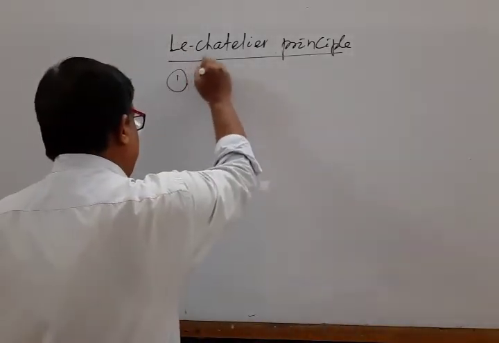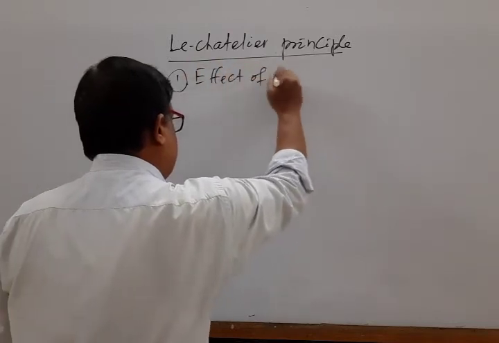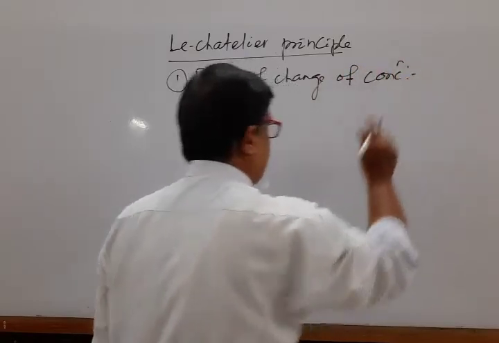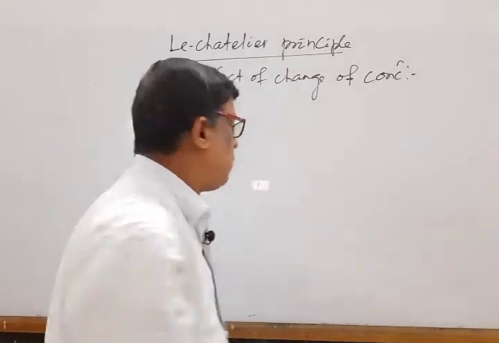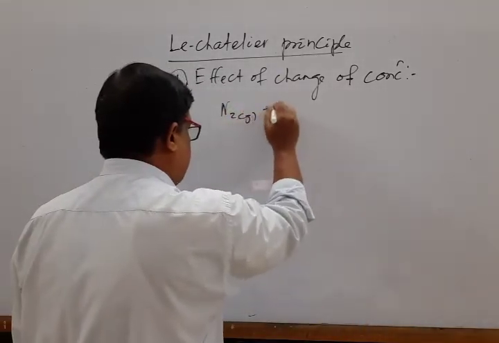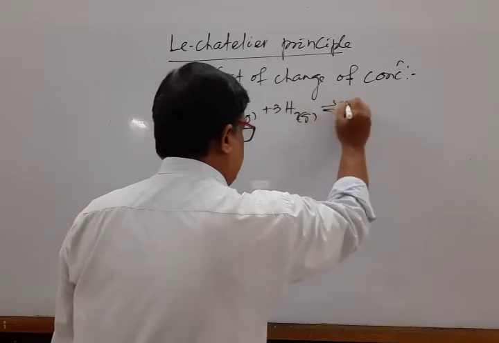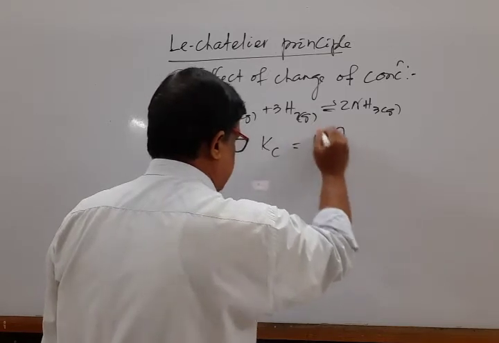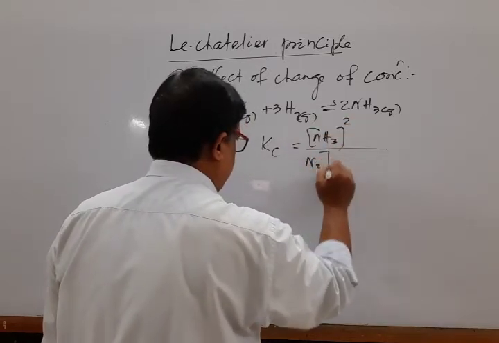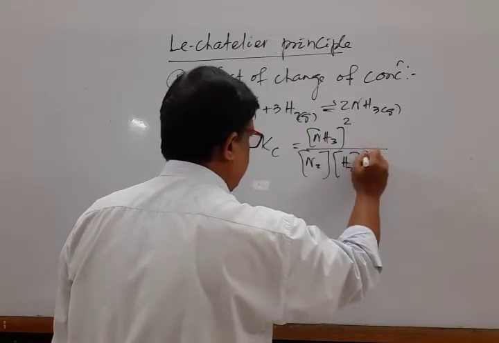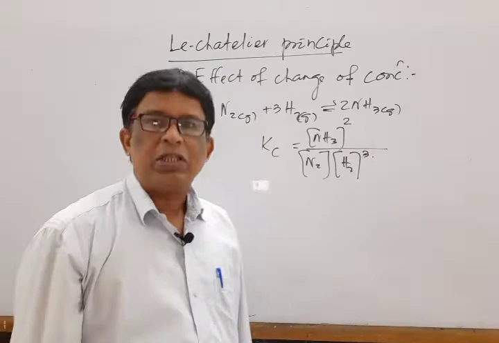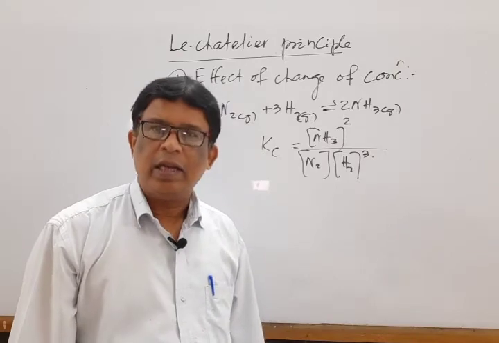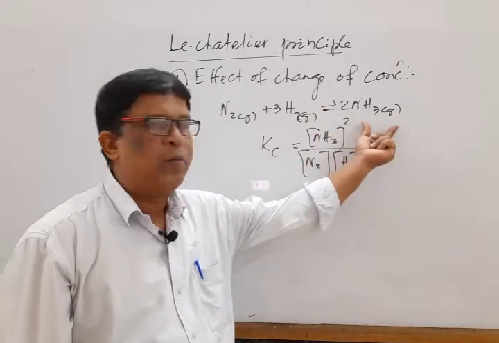One is effect of change of concentration. So before that, let us mark one equation. N2 gas plus 3H2 gas gives rise to 2NH3 gas. So here Kc is equal to molar concentration of NH3 power 2 by N2 into H2 power 3. Mark that. If we increase the molar concentration of any one term or both of the reactants, then the equilibrium shifts forward, forming more amount of the product.